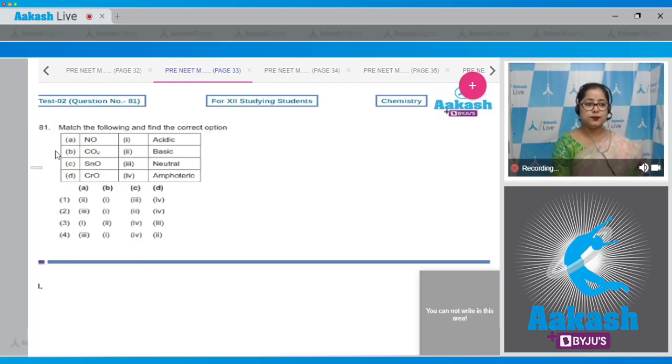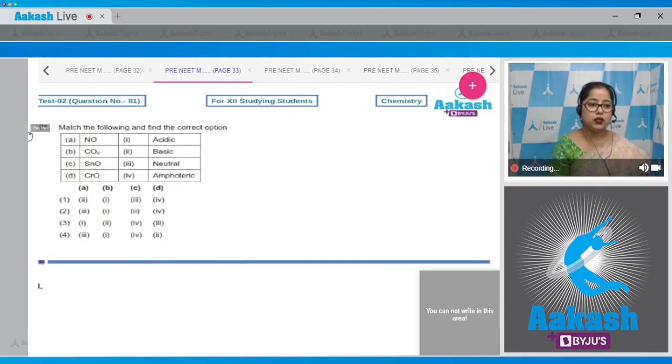Question number 81. Let's read it. Match the following and find the correct option. Students, in this question, we are given with two columns. In column 1, we are given with certain oxides, and in column 2, we are given with the characteristics of oxides, right? And we have to identify the correct match, and finally, we have to find out the correct code.